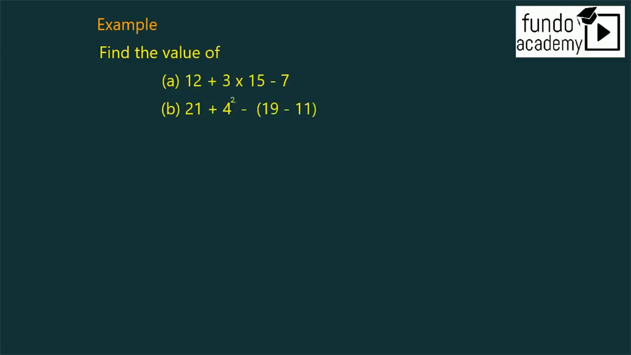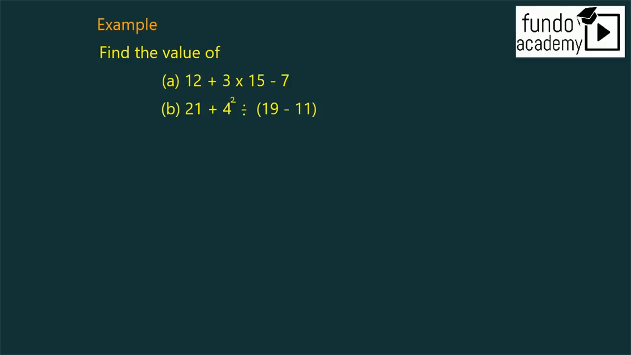So we can have an example here to see how we can use this order of operations. And let's start with this question. Find the value of, on part A, 12 plus 3 times 15 minus 7. On part B we want to find 21 plus 4 squared divided by, in brackets, 19 minus 11.